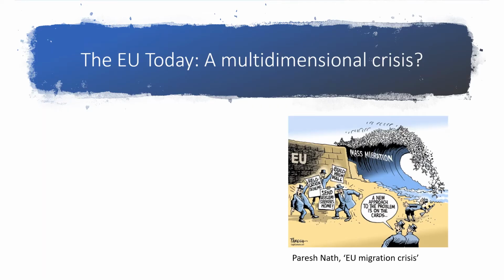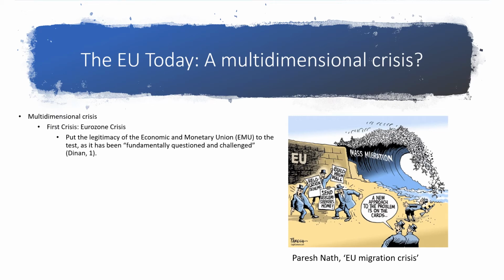So now we're going to look at the EU today and how it is a multidimensional crisis. As I've been saying, it is not necessarily as easy for all these member states to be working together. So essentially, it's a multidimensional crisis, meaning that there's more than one issue that the European Union is facing.